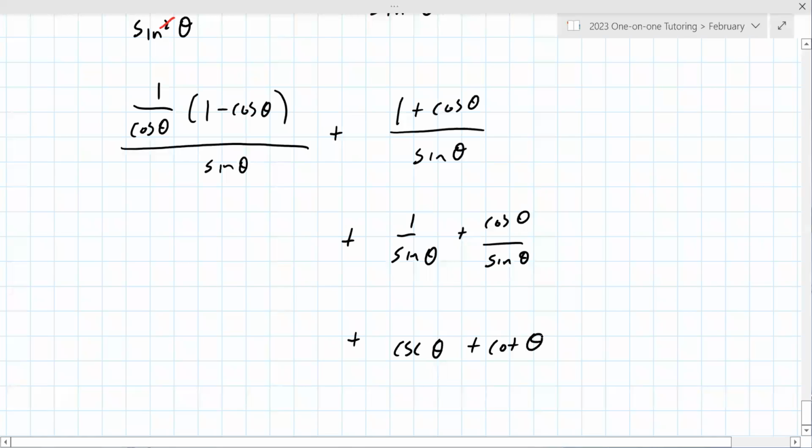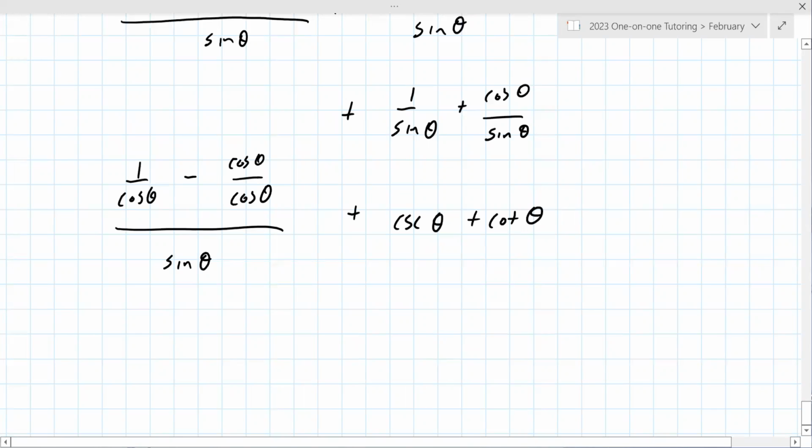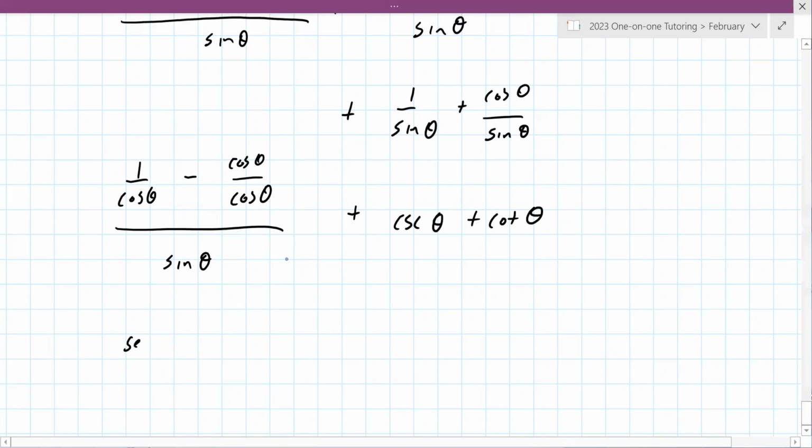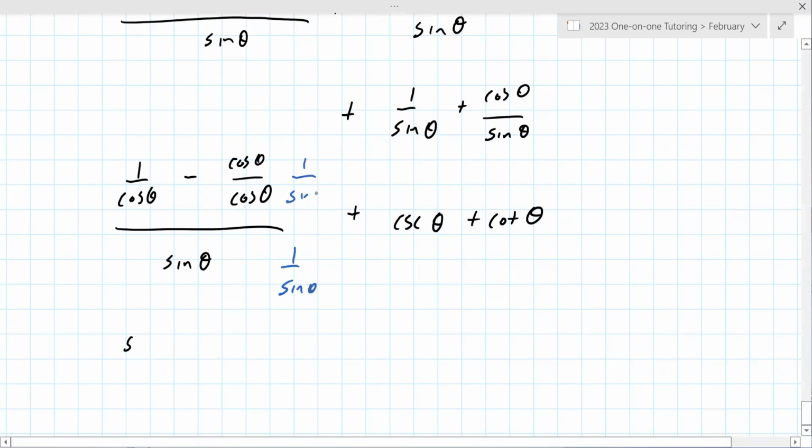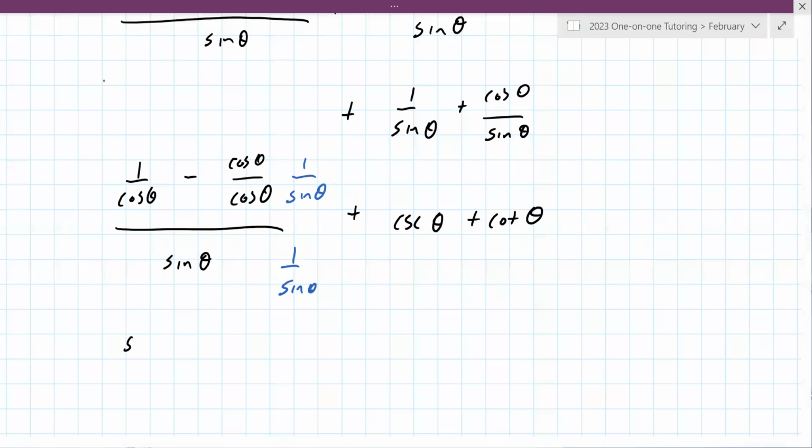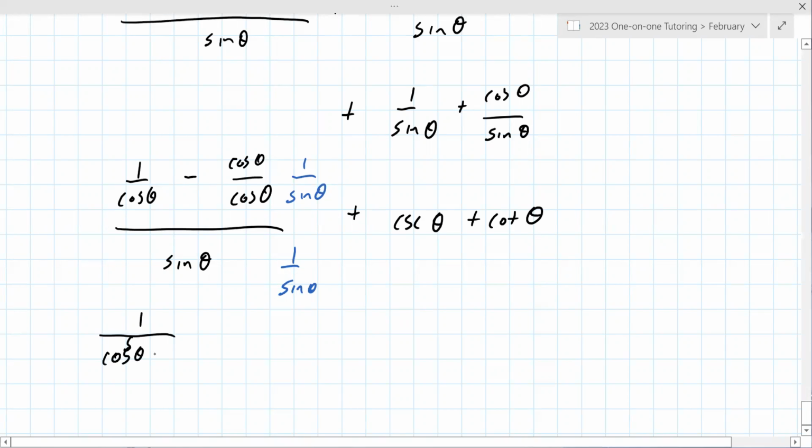On the left, it's a little harder. It's 1 over cosine theta minus cosine theta over cosine theta, multiplying the top, all over sine theta. And you just kind of gotta look ahead here a little bit. Let me multiply the top and bottom by 1 over sine theta. That'll probably make more sense here. So this becomes 1 over cosine theta sine theta minus, those cancel, so it's just 1 over sine theta plus the cosecant theta plus cotangent theta.